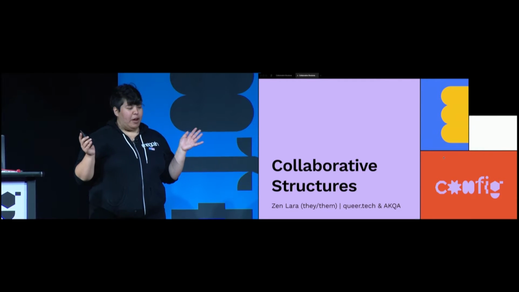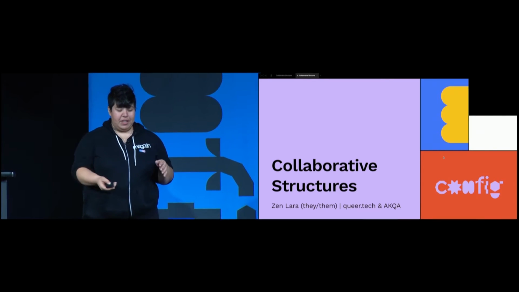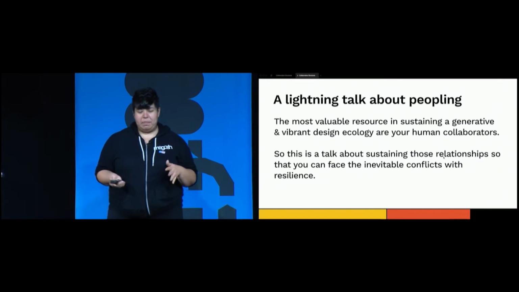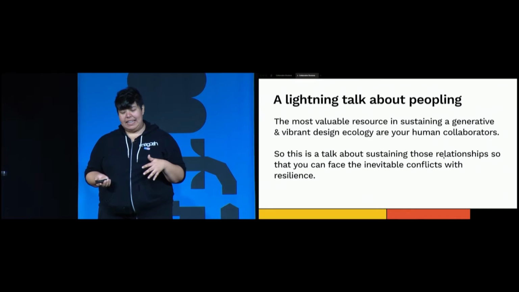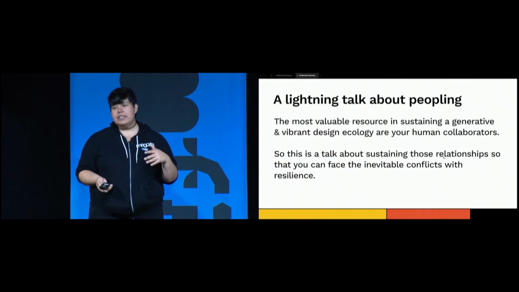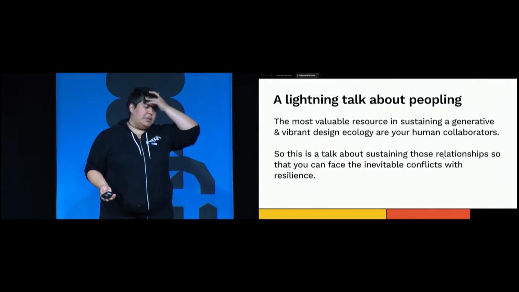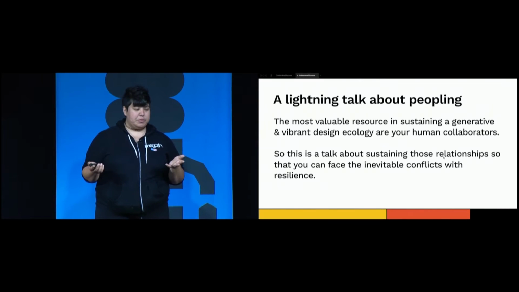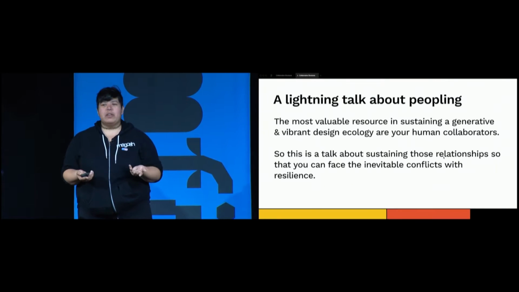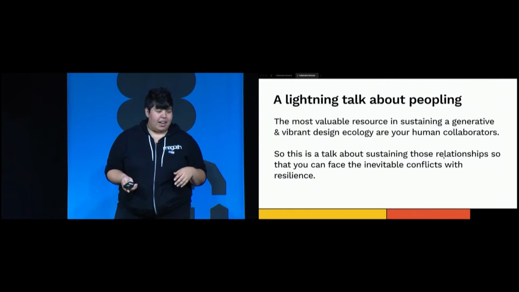So I want to talk about the people part of design systems. Yeah, a lightning talk about peopling. The most valuable resource in sustaining a generative and vibrant design ecology are your human collaborators. They're also like your biggest points of failure. So this is a talk about sustaining those relationships, really a relationship and intimacy-based look at how you work with your team and how you get people to value what you're doing together.